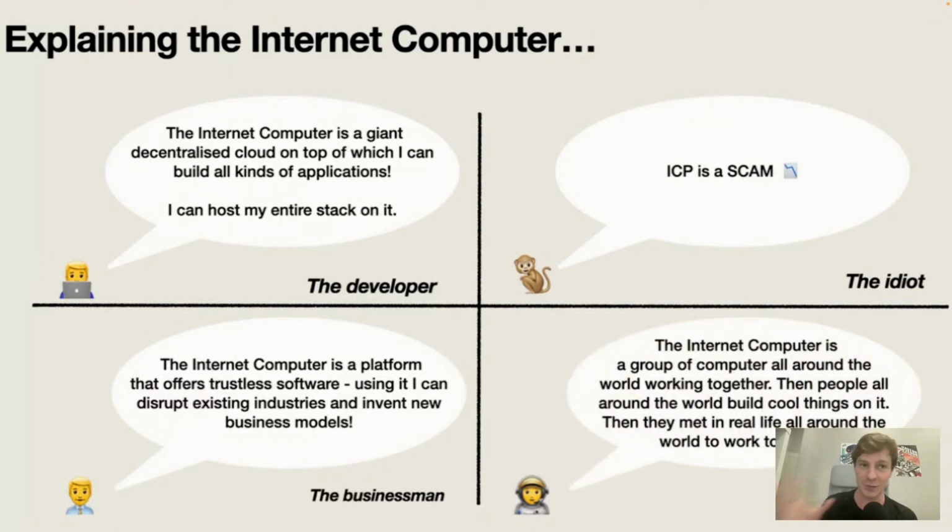The IC is a group of computers all around the world working together. Then you have people all around the world that come and build cool things on top of it. And then they meet in real life all around the world to work together. I think that was a funny comment from me, but I thought about it later, and I was really surprised at how accurate it is in some sense, because that's a really simple way of explaining what's happening in this community, and that's pretty amazing.